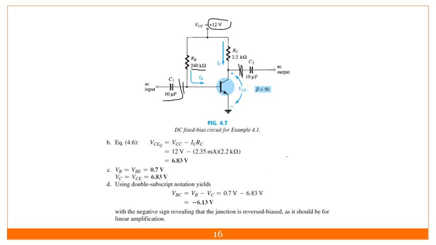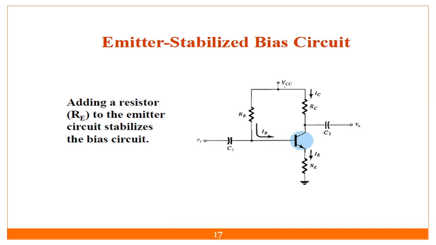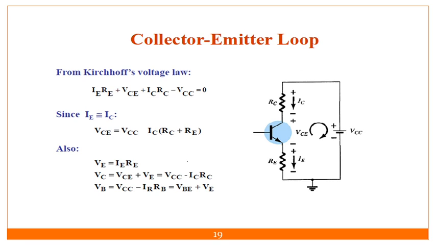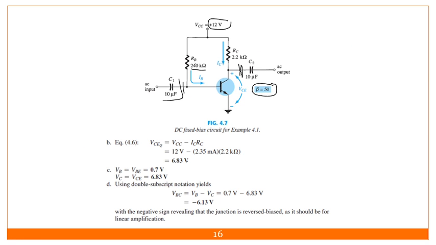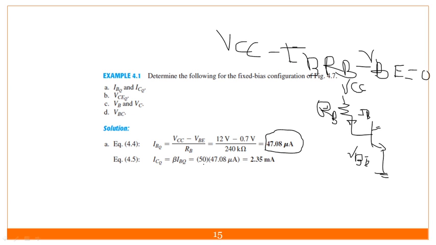And IC is nothing but beta times IB. If you observe the circuit, the beta value is already given to you. It could be 100, 200, 150 or 99, so use that value. Here it is 50. So I get 50 times 47.08 microampere, which is 2.35 milliampere. That is the correct answer for ICQ.